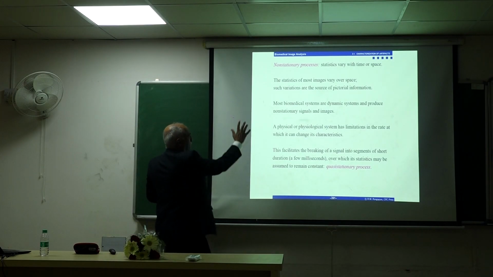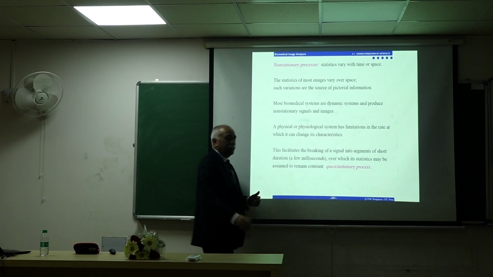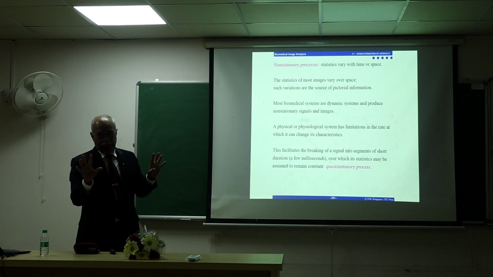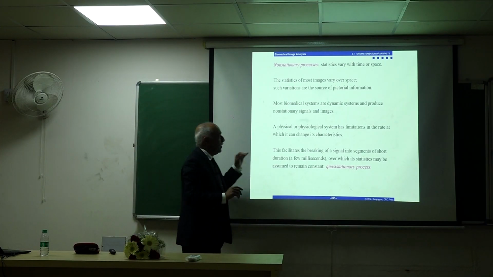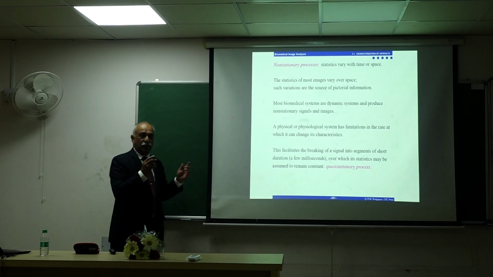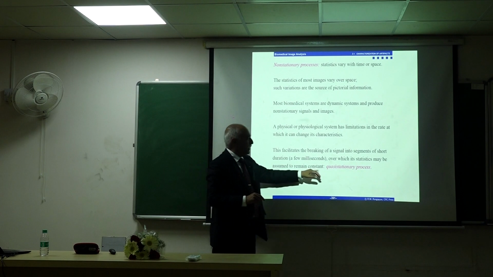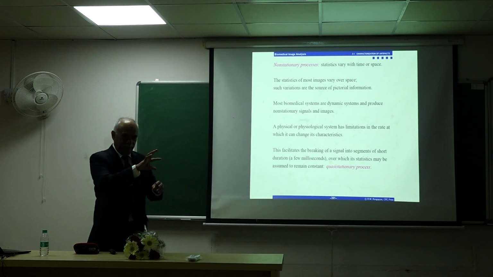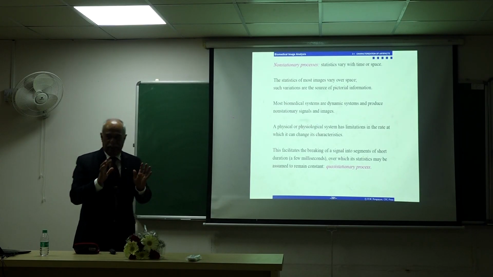Or you have a big image, and this part there is nothing, and this part there is something else. So you can break into parts and say each of these parts is stationary. So this facilitates the breaking of a signal into segments of short duration, and then you assume each of those to be stationary. You call it quasi-stationary, almost stationary. There is variation overall, but within small sections, it is stationary.